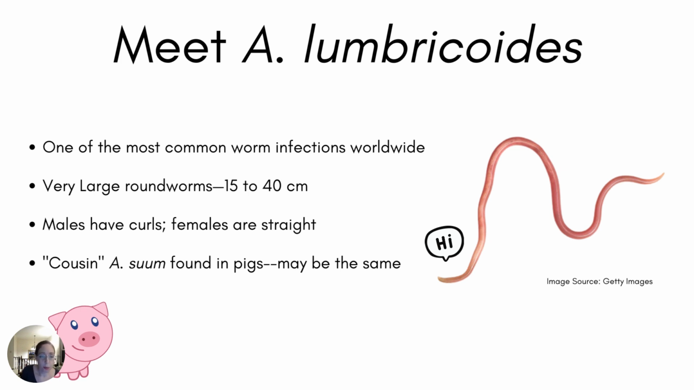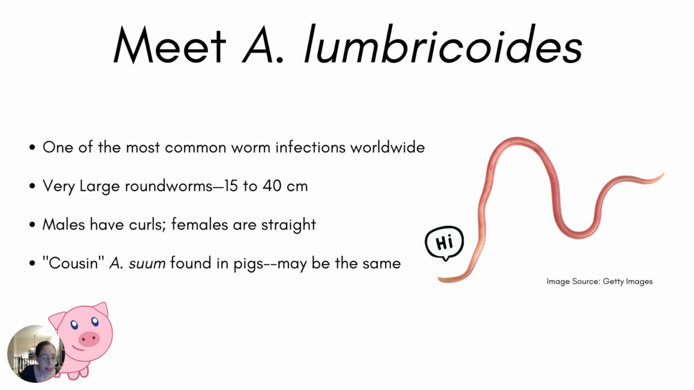It is one of the most common worm infections worldwide, with almost 2 billion people infected. This is a very large roundworm. Yes, even larger than you're thinking. It is 15 to 40 centimeters long, and that's over 15 inches. The males are slightly smaller, if you can call that slightly smaller, 15 to 31 centimeters. But that's still a massive roundworm. The males have curls at their posterior ends, and the females are straight.